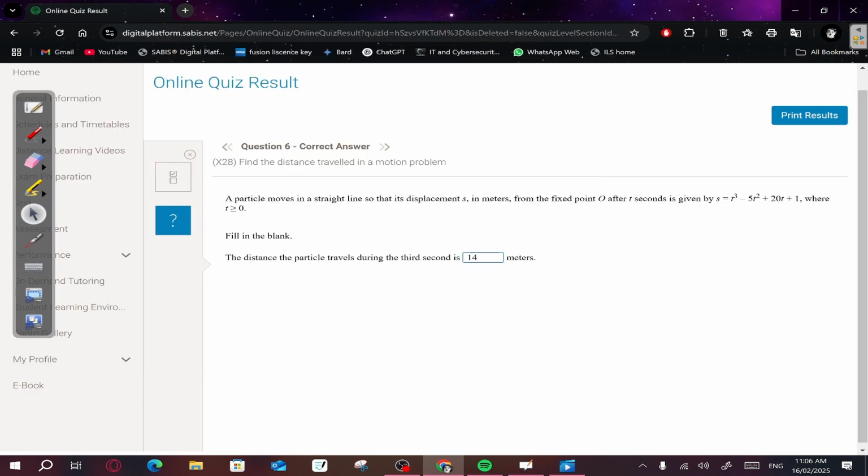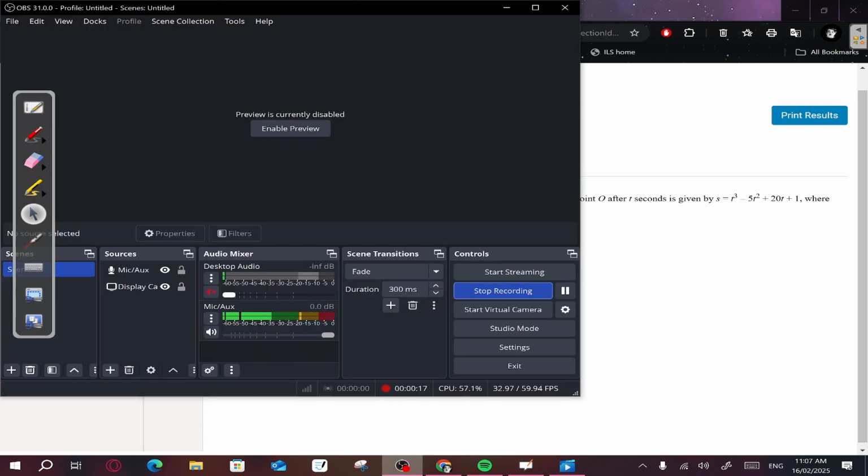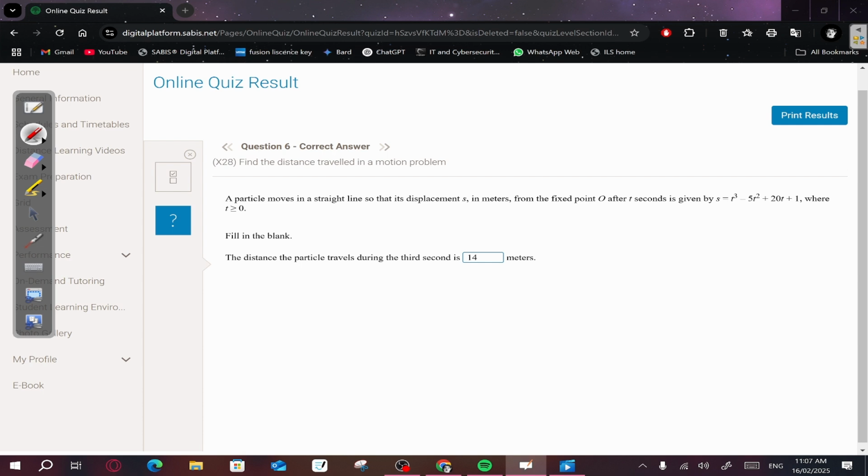Okay, question 6. A particle moves in a straight line so that the displacement s in meters from a fixed point O after t seconds is given by s equals t cubed minus 5t squared plus 20t plus 1, where t is greater than or equal to 0. Find the distance traveled during the third second. We're going to find the displacement at 3 seconds, s of 3, and subtract the displacement at 2 seconds, because it's during the third second.